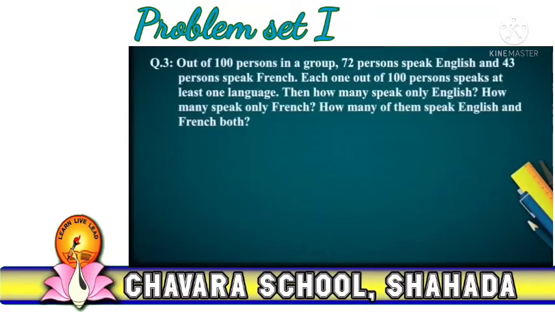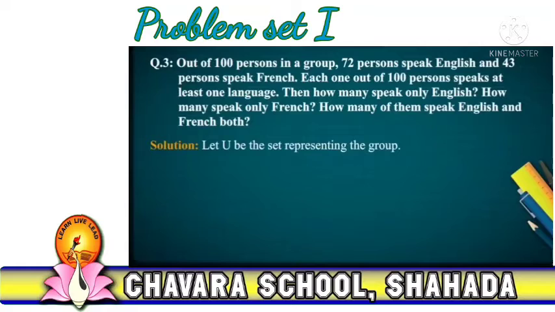Problem set 1, Question 3. Out of 100 persons in a group, 72 persons speak English and 43 persons speak French. Each one out of the 100 persons speaks at least one language. Then how many speak only English? How many speak only French? How many of them speak English and French both?